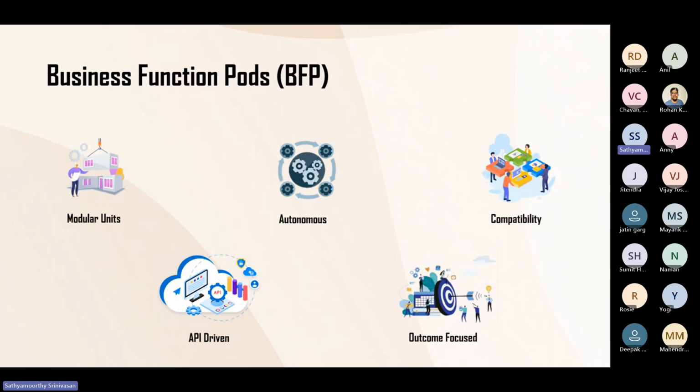Compatibility. This ensures the composable component is working well with other composable components. The fourth one is that it must be API driven. The communication to or from this component is always through API. Without being accessible through an API, there is no point in calling them composable components. Then the fifth is outcome focused.